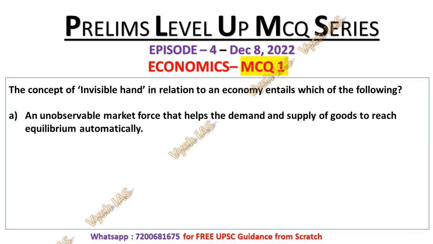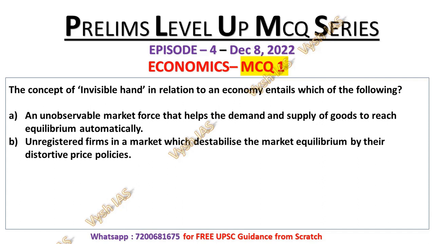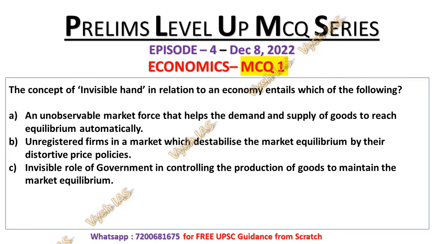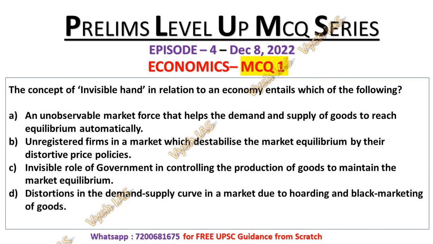Option A: An unobservable market force that helps the demand and supply of goods to reach equilibrium automatically. Option B: Unregistered firms in a market which destabilize the market equilibrium by distortive price policies. Option C: Invisible role of government in controlling the production of goods to maintain the market equilibrium. And the last one, D: the distortion in the demand supply curve in a market due to hoarding and black marketing of goods. So I will give you 10 seconds. Try to answer this question or write the answer in the comment section. After 10 seconds, I will give you the answer and explanation.